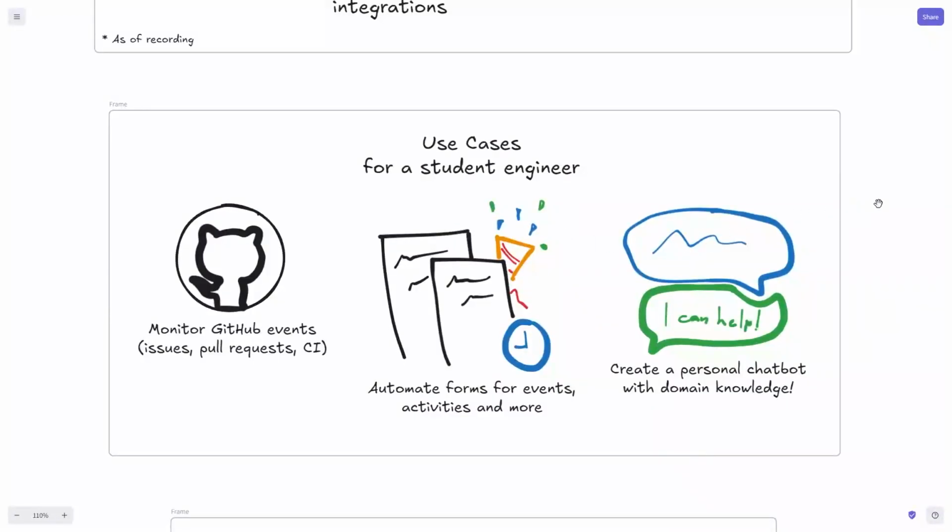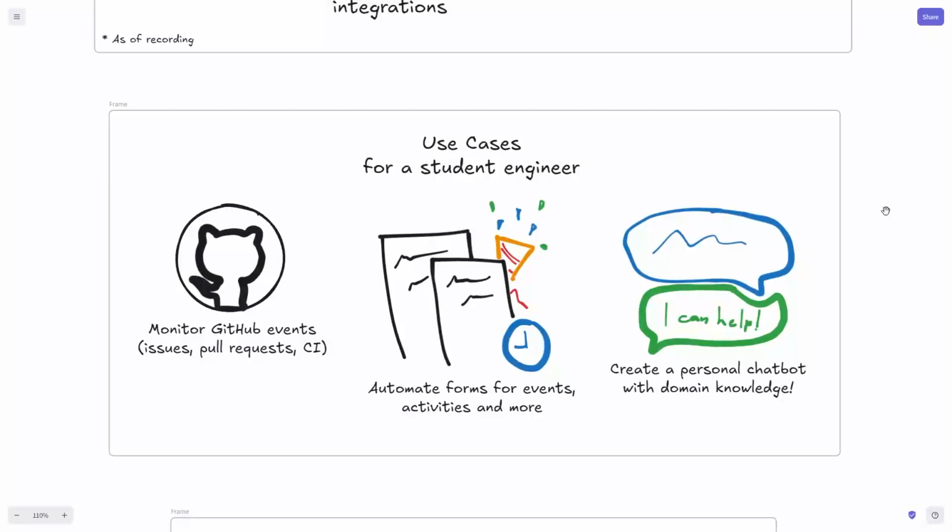And then we got some use cases for a student engineer. A student engineer can, for example, monitor GitHub events. Maybe their repositories have new issues or pull requests, and they can send that data to Discord or a group chat. And next up, you can automate the forms for events, activities, and more.